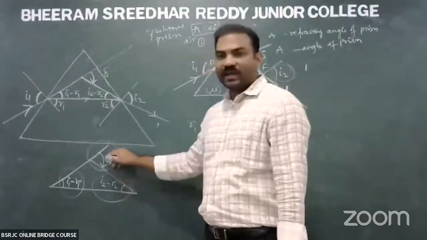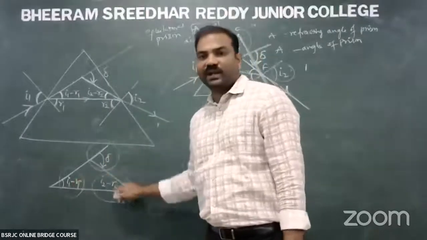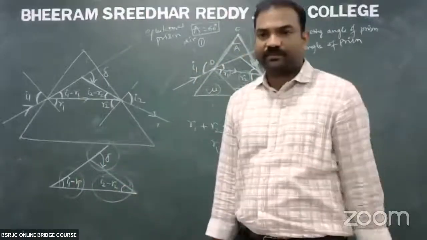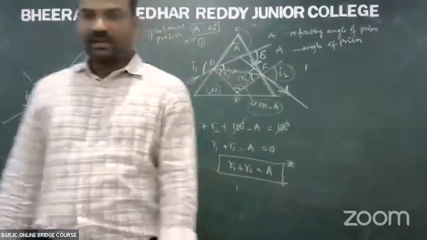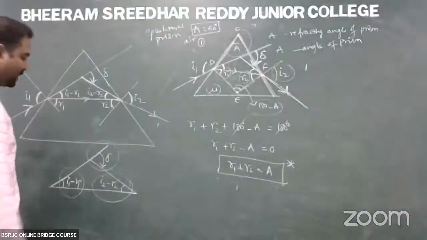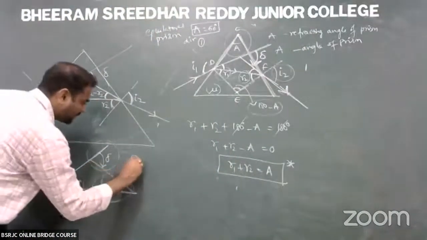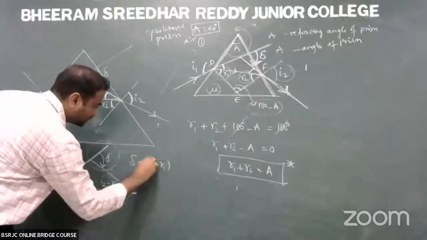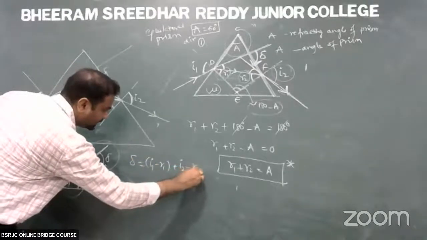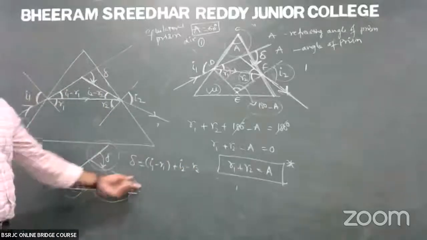Exactly. External angle is equal to sum of internal angles. This is a mathematical principle. In your mathematics, I think you have done it, right? Yes, correct. So delta is equal to I1 minus R1 plus I2 minus R2. That is one way you can do.